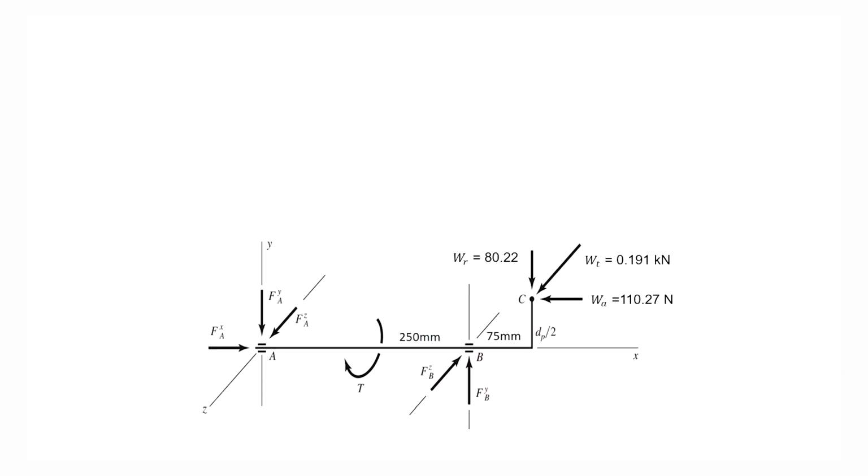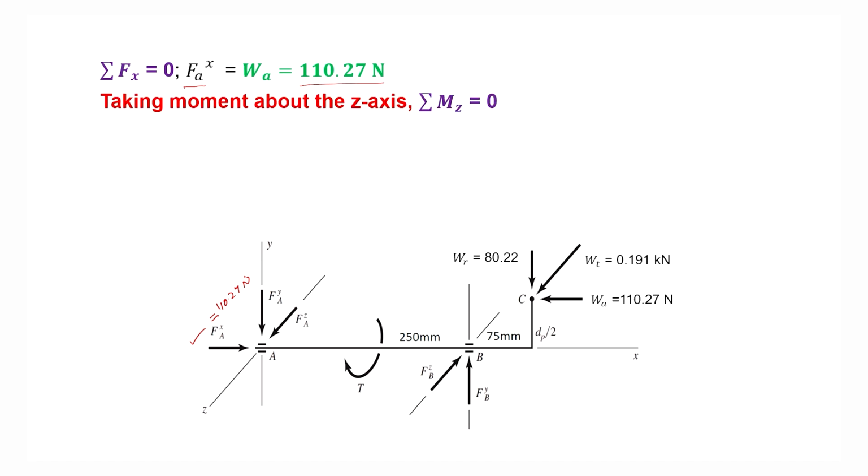Now, one of the unknowns you can determine easily, knowing that in the direction of x only 2 forces are acting, FAX and Wa. Wa is acting in the x direction. So, when we take the summation of forces in the direction of x equal to 0, we will find FAX is equal to Wa, which is 110.27 Newton. So, FAX we have determined, and that is 110.27 Newton.